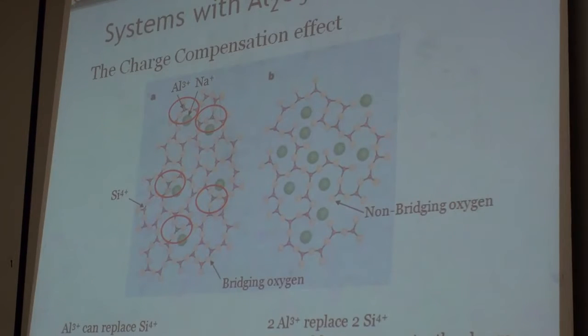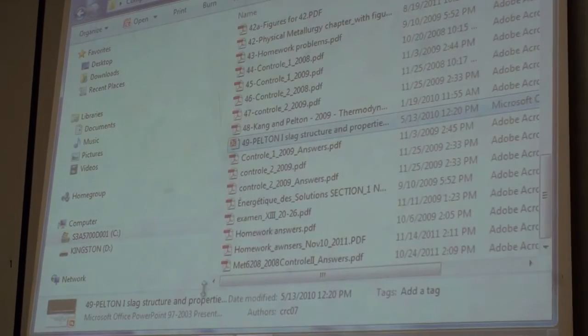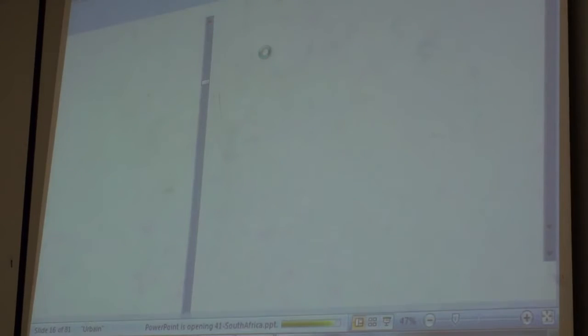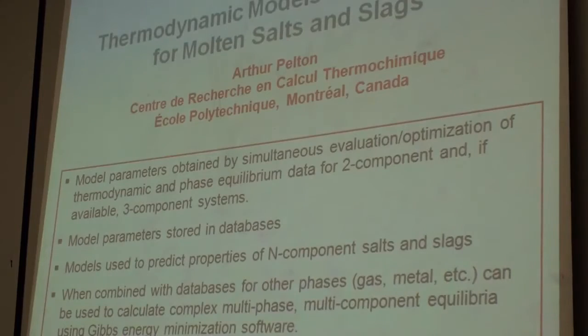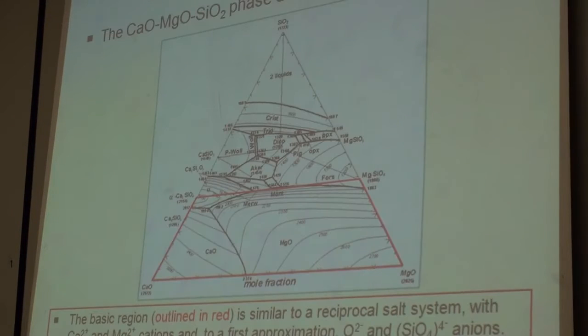Now, before I go on to this, I'm going to go to the other slide, number 41. Why is it called South Africa? That's because we gave a talk in South Africa. And we'll skip the first part, which is on molten salts, and we'll go directly to silicate slags. This is just the same thing, but presented from a slightly different angle.